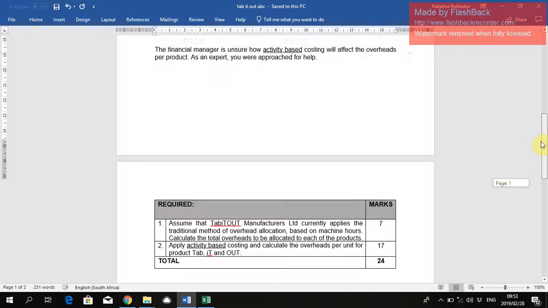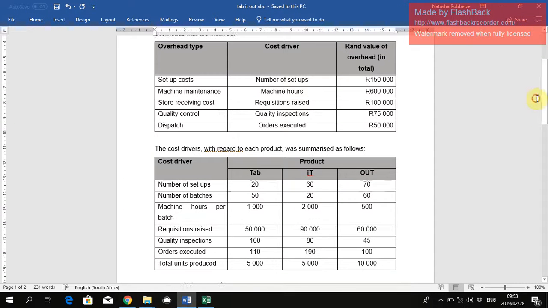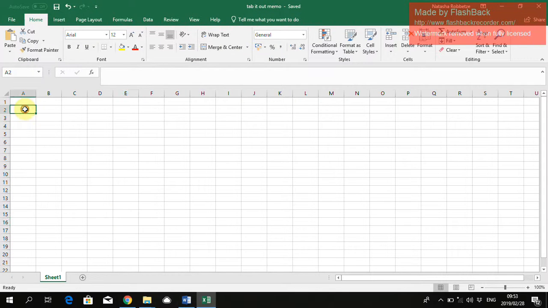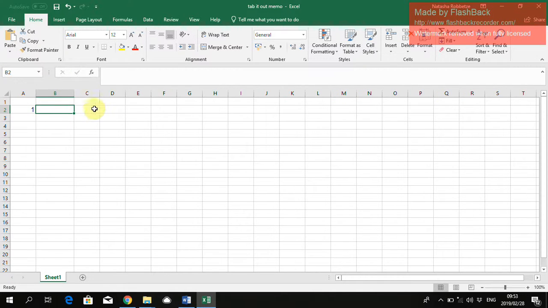So now we need to use the machine hours. And it is interesting because they've given you the machine hours per batch. So you will have to go and do a calculation in order to get to the machine hours. All right. So for number 1, I will then first do my support calculation. And I have a tab, it, and out. And then I'm going to look at the batches as well as the machine hours per batch.